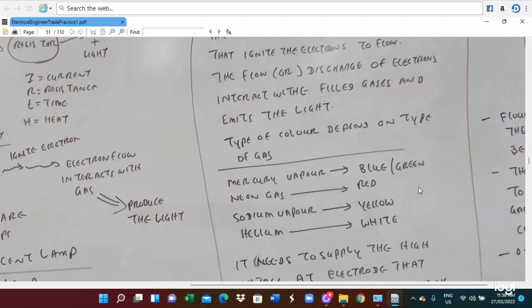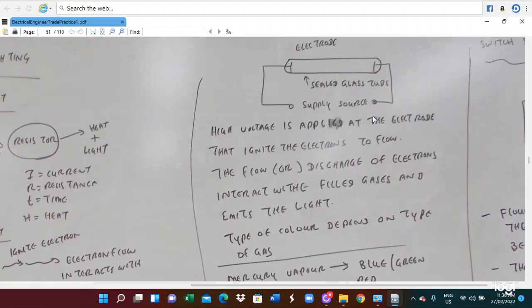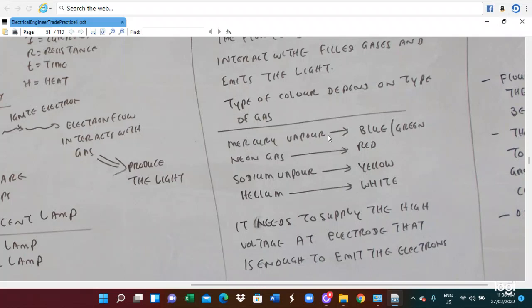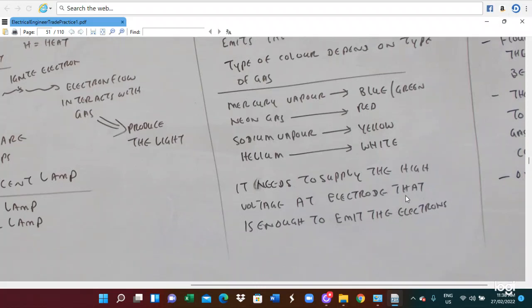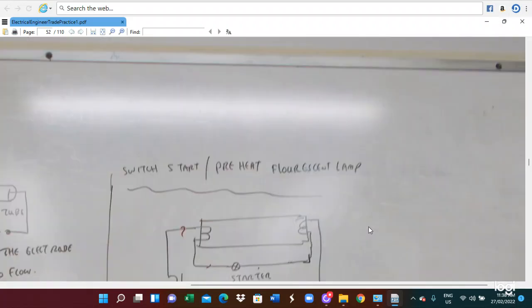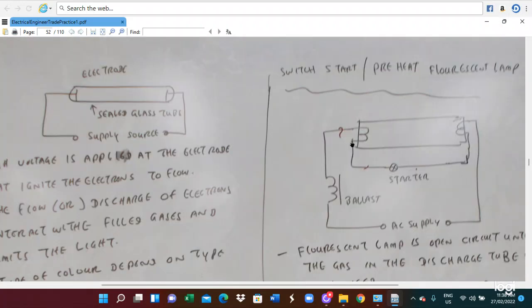The light color depends on the gas used. Mercury vapor can produce blue and green, neon gas produces red, sodium vapor yellow, and halogen is white. It needs a high voltage supplied at the electrode, enough to emit the electrons. So this is for the electrode connection here.